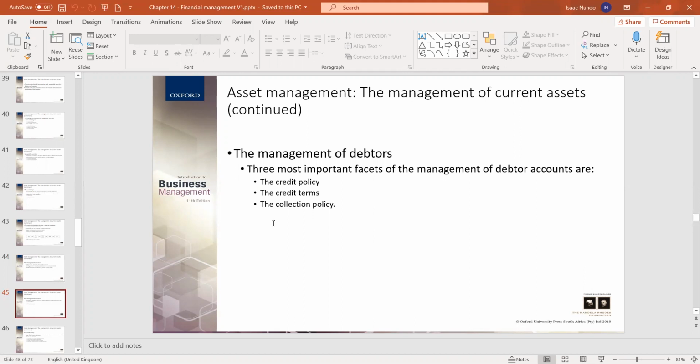There are three most important facets of the management of debtors accounts: the credit policy, the credit terms, and the collection terms. The credit policy basically contains the directives according to which it is decided whether credit should be granted to a client or not, and if so, how much.